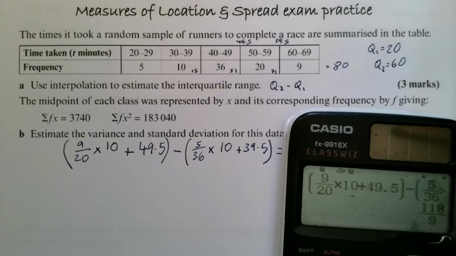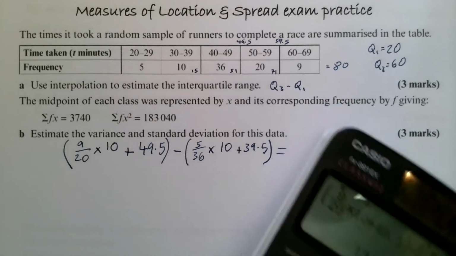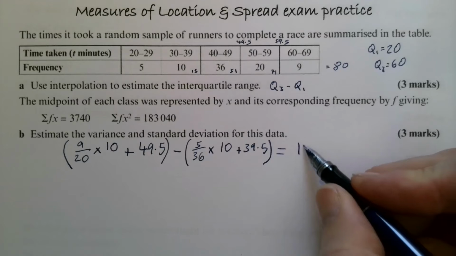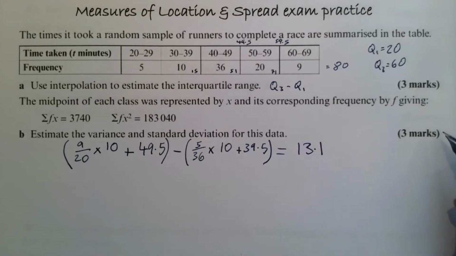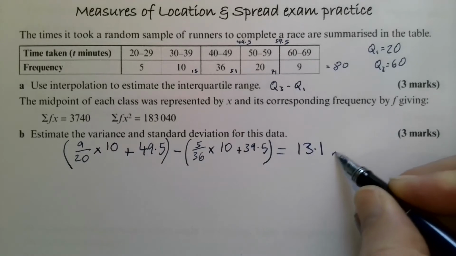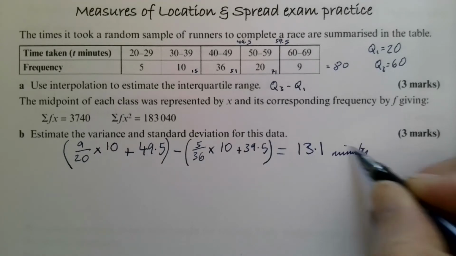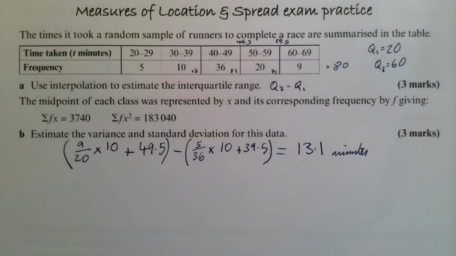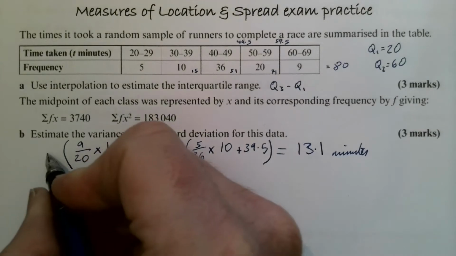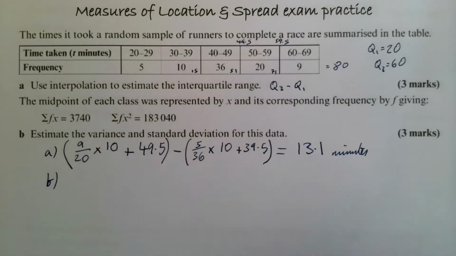It should give you something looking like this. 118/9, press S to D on that, gives me 13.1 recurring. So to 3 significant figures, that would be 13.1 minutes. And don't worry about the fact that that's 1/10 of a minute, because we've put it in that, and it won't cost you any marks not to turn it into seconds. The mark scheme does not expect it.